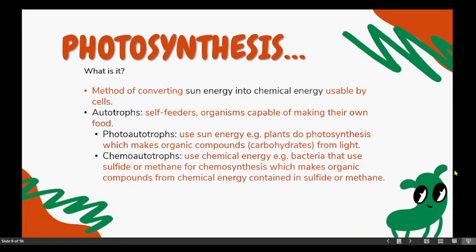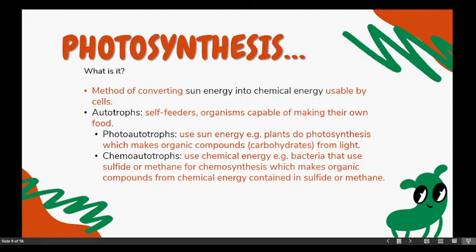Let's define photosynthesis first. This is a process, a method of converting sun energy into chemical energy usable by cells. And also take note, by sun energy, I mean light energy that's coming from the sun. Photosynthesis is done by different organisms that are called autotrophs, which means that they are self-feeders capable of making their own food. So we have two kinds of autotrophs.